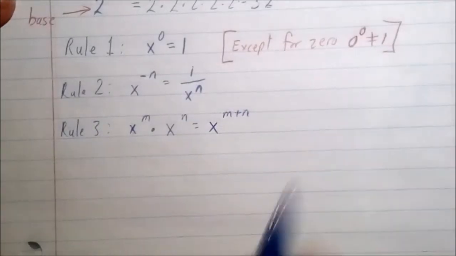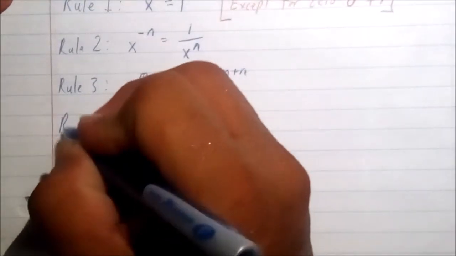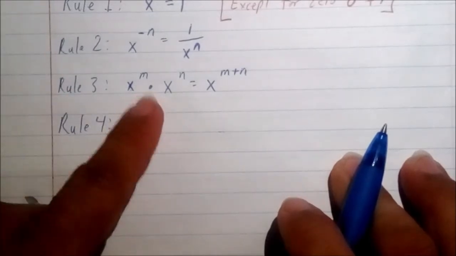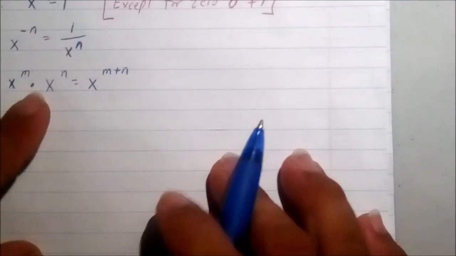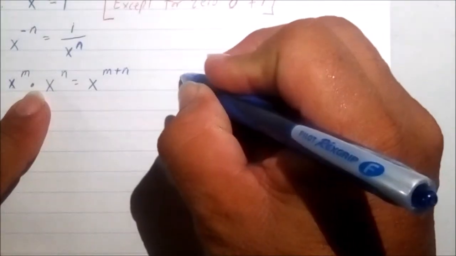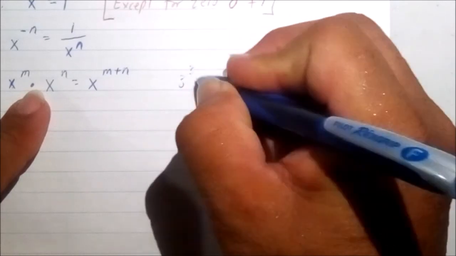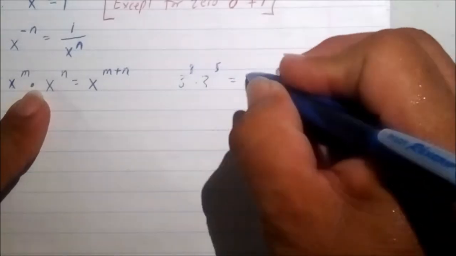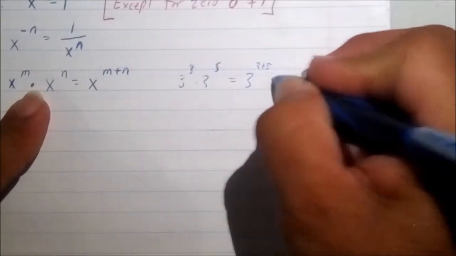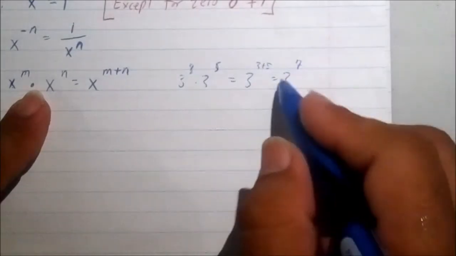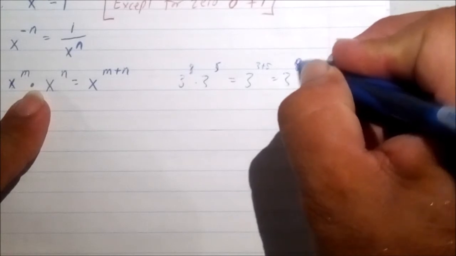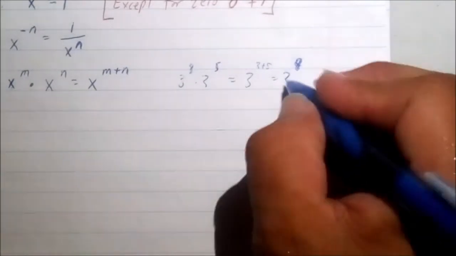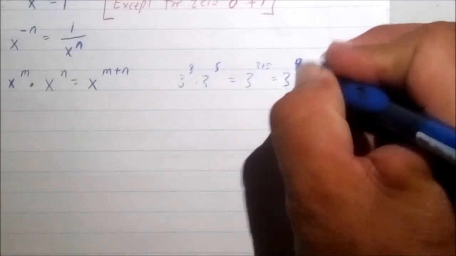Now let's go with another rule. Call this rule 4. Remember, you don't have to memorize it in that order. Let me give an example for this one. Say, for example, we have 3 to the 3rd power times 3 to the 5th power. That will give us 3 plus 5, which is then 3 to the 8th power in index form. This is in index form, not standard form.